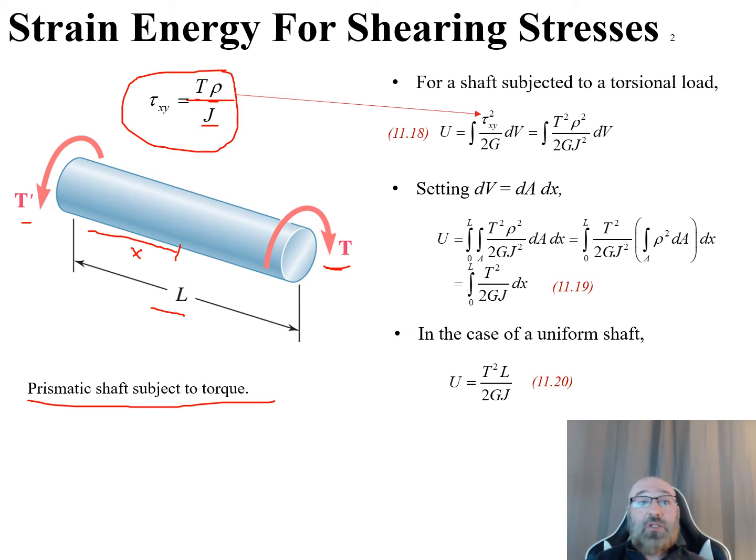With this relationship for our shearing stresses, we come over here to our equation 11.18, and for a shaft subject to this torsional load, we see we have this tau xy squared right here. So we now have this relationship that we can plug in relative to our torque and our polar moment of inertia.